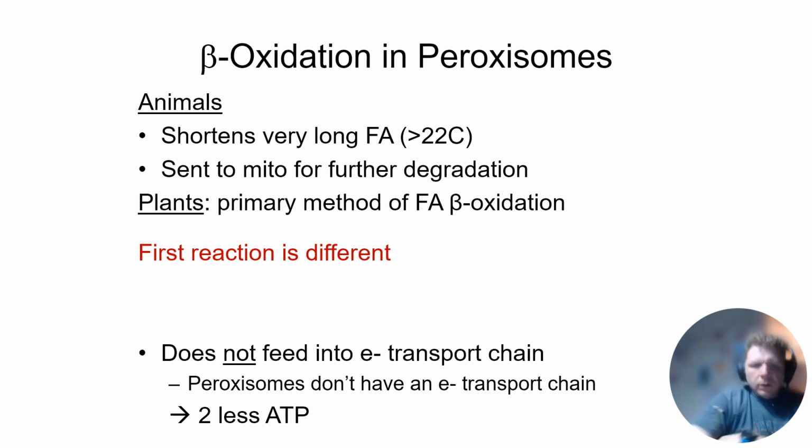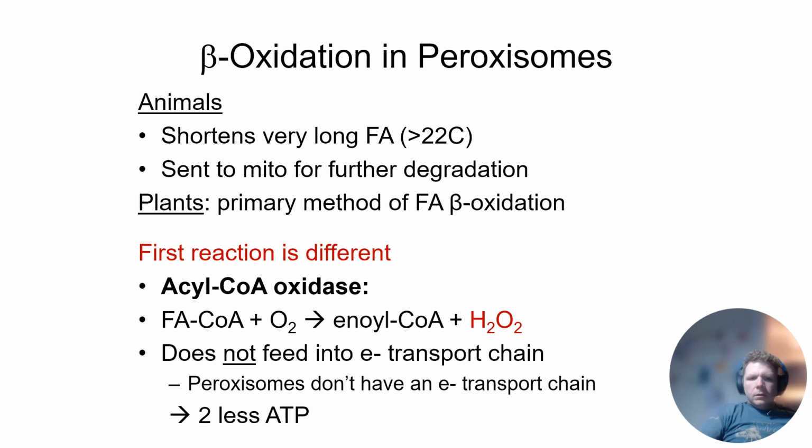Now, the first reaction is going to be a little bit different because this is not going to feed into the electron transport chain, because peroxisomes don't have an electron transport chain. So what that means is you're going to get 2 less ATP, because if you remember that very first step in beta oxidation, it's generating some FADH2 that leads into the electron transport chain. Our first enzyme was acyl-CoA oxidase. That FA-CoA plus O2 yields enoyl-CoA and hydrogen peroxide.